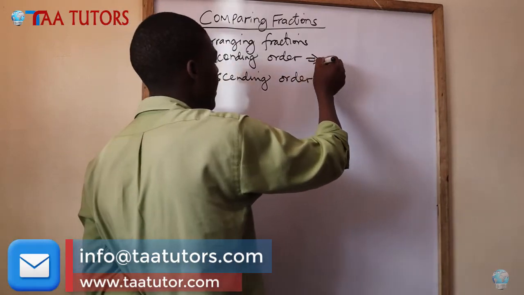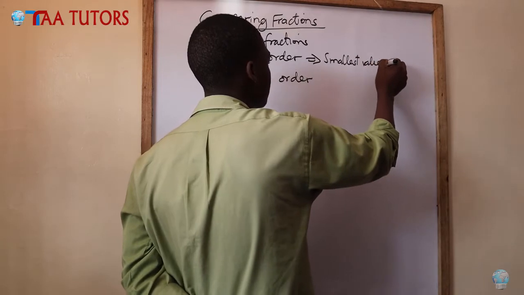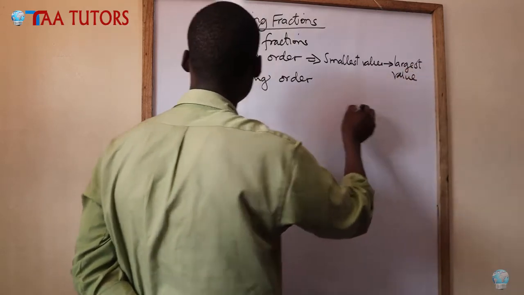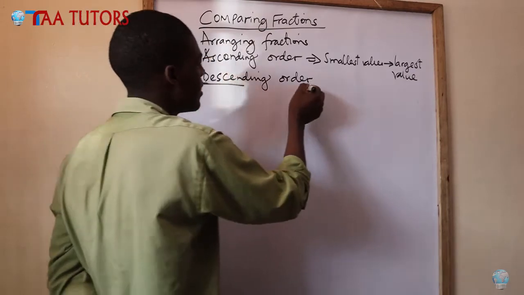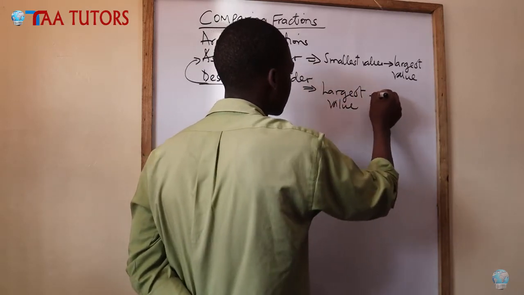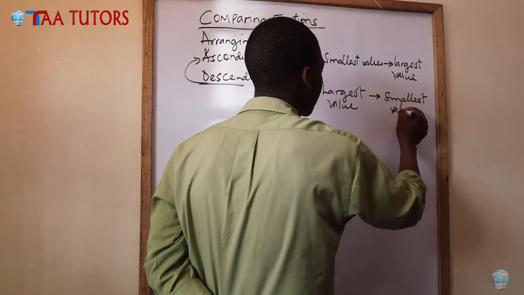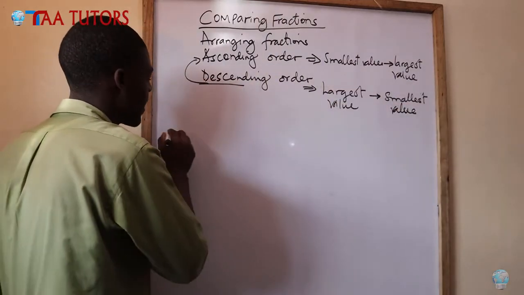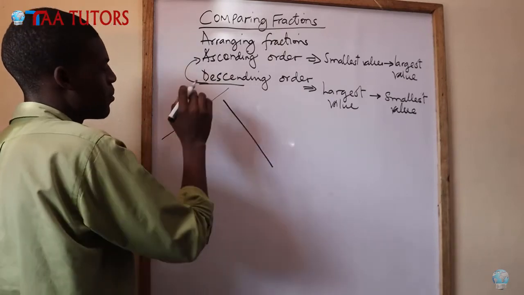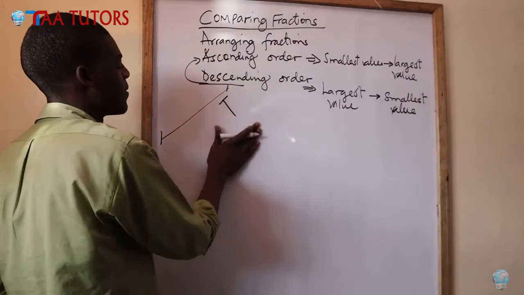Ascending order is an arrangement that is taking place from the smallest value to the largest value. Now when we talk of descending, it is the opposite of ascending. In descending, we will arrange from the largest value to the smallest value. The two things, you must be able to understand them well. Ascending is from the smallest to the largest, we are going up, while descending is from the largest to the smallest, we are going down. Now when you check this, you must be able to arrange your fractions as required by the examiner.